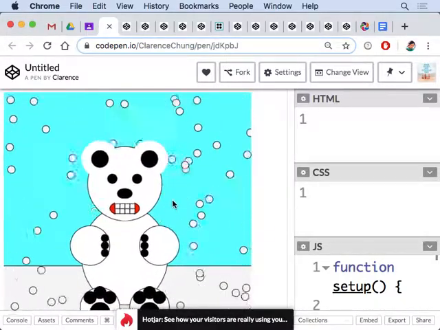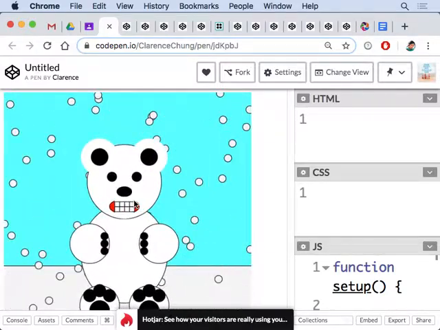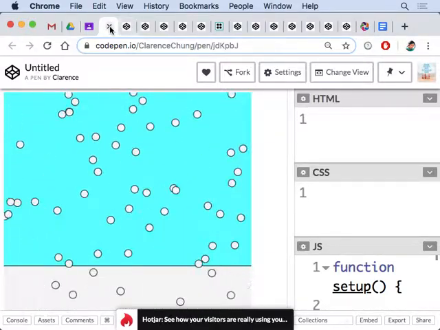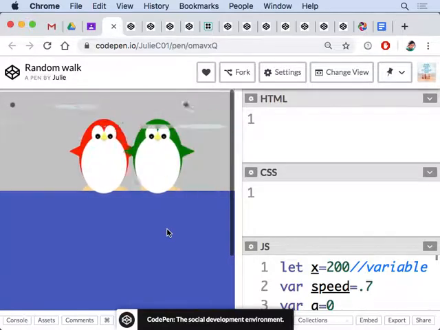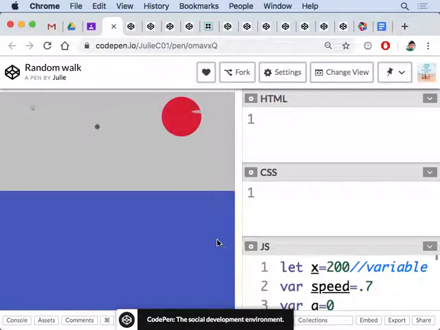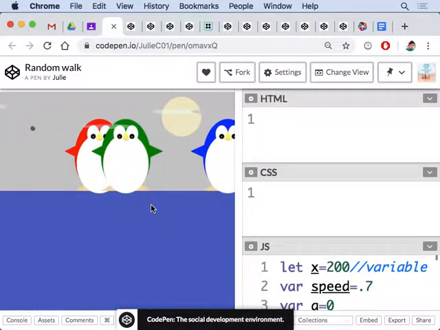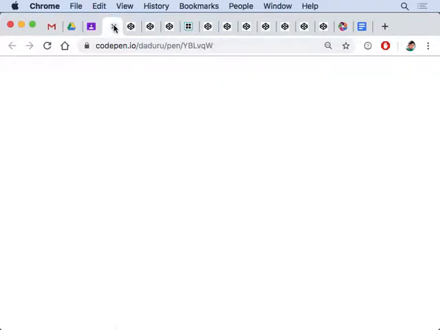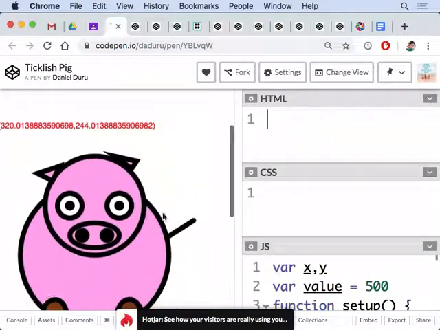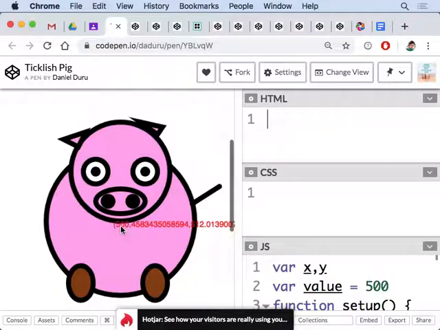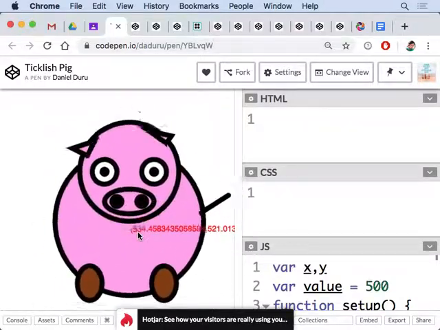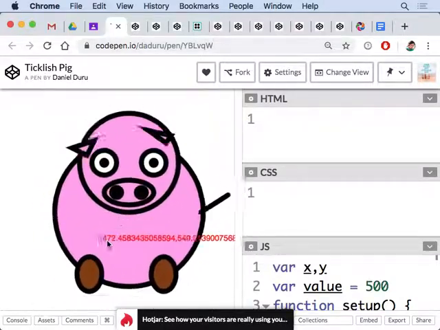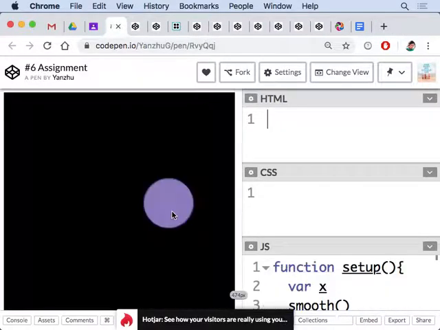Notice here you have a very chilly bear, right? Ticklish bear, very cold. It's shivering. Here we have some penguins that are walking side to side. They disappear when you hold the mouse down. They arrive back. Here we have a pig along with mouse coordinates, and as we click on the pig, it kind of jitters in shape, right? Kind of violently.